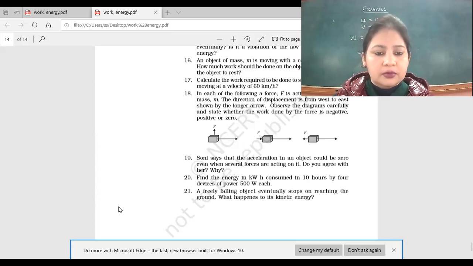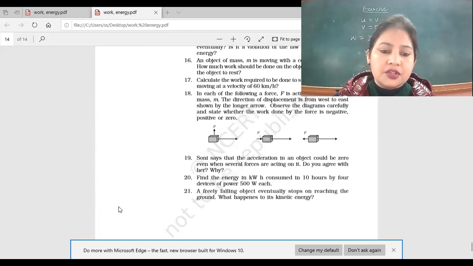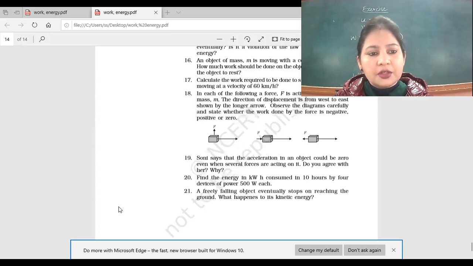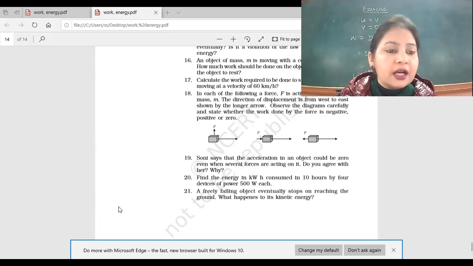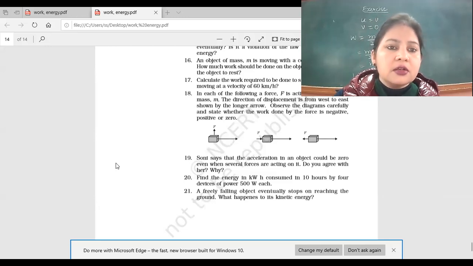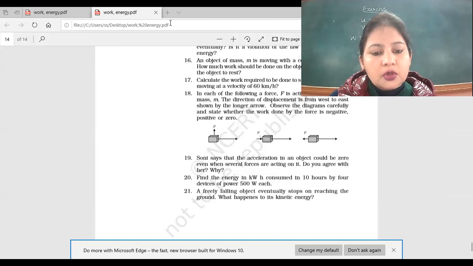Let's do the 20th now. Find the energy in kilowatt hour, the same unit, consumed in 10 hours by 4 devices of power 500 watt each. So we will first find the energy of one device, from power into time, and then multiply it by 4 because there are 4 devices. So let's see what is the total energy in kilowatt hour, meaning in units.